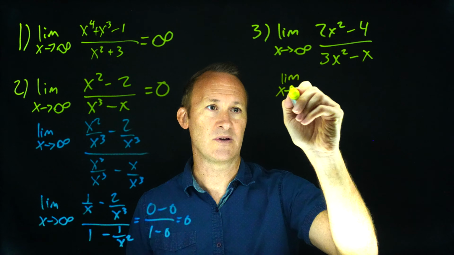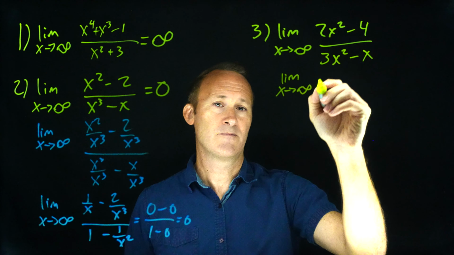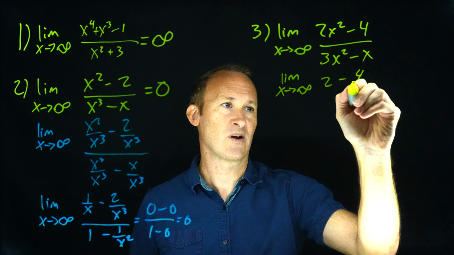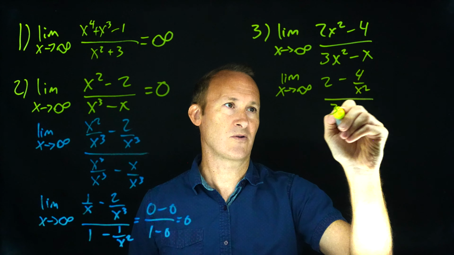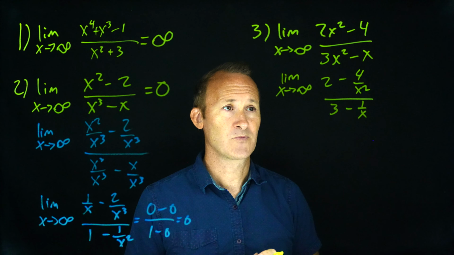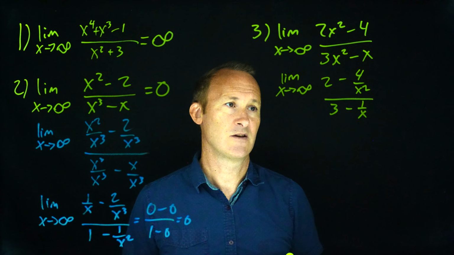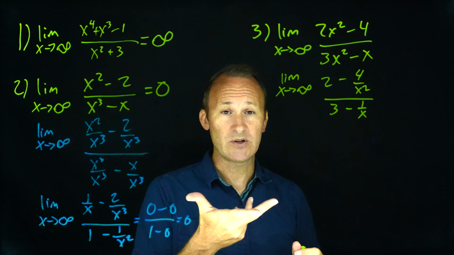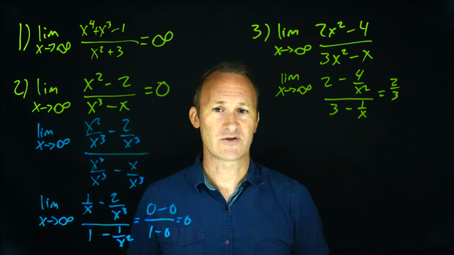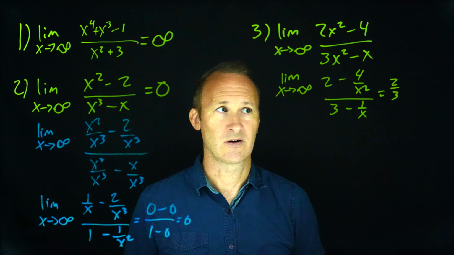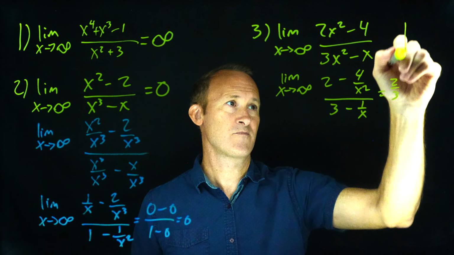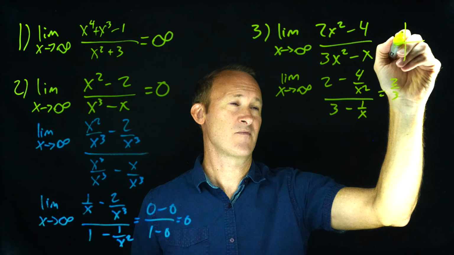So you bring down your limit. And now, I'm just going to go ahead and divide through, because if you divide every term by x squared, you get 2 minus 4 over x squared over 3 minus 1 over x. So as x goes to infinity, you can see the two terms on the right-hand side do go to 0, and you're left with 2/3. And that is actually the correct answer. So the limit as x approaches infinity is 2/3. And so what you would have there is a horizontal asymptote. So here's 2/3, say.